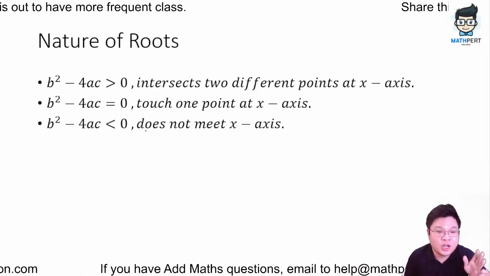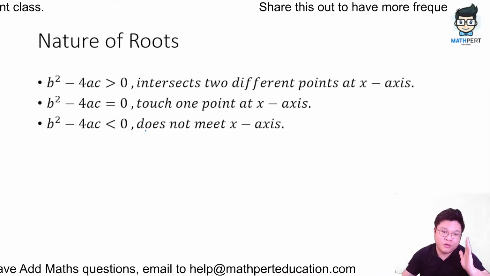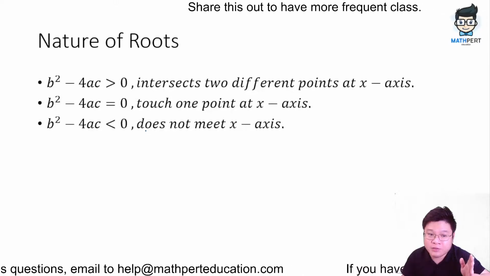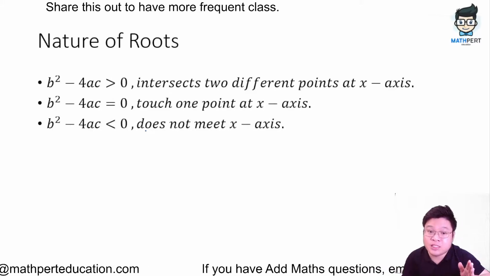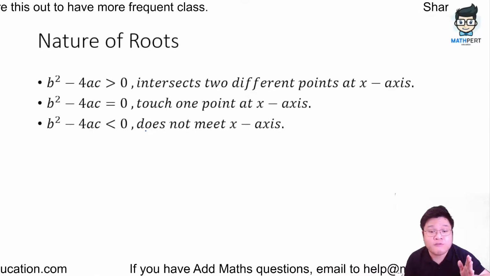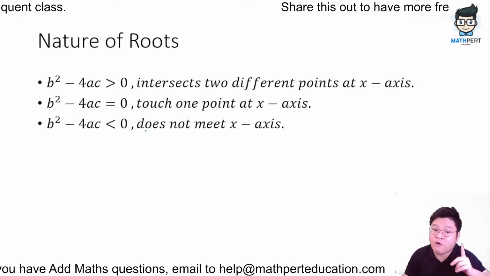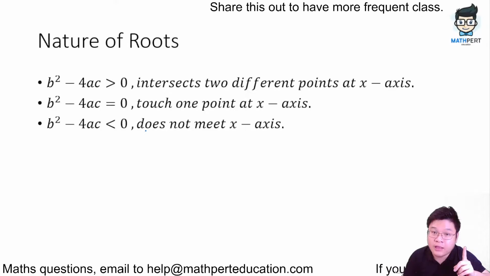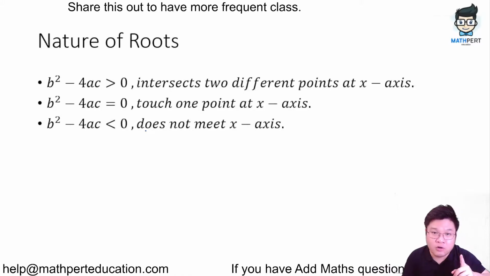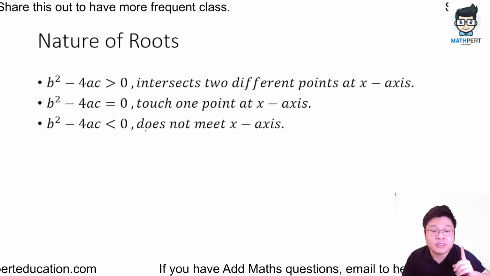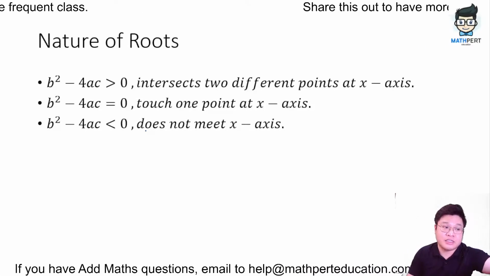So, nature of roots. It will be using b squared minus 4ac. Does this look familiar to you? This b squared minus 4ac actually comes from the formula method, right? If b squared minus 4ac is greater than 0, that means you have two intersection points at the x-axis. When it equals 0, you have only 1 point touching the x-axis. When it is less than 0, that means it does not intersect the x-axis.